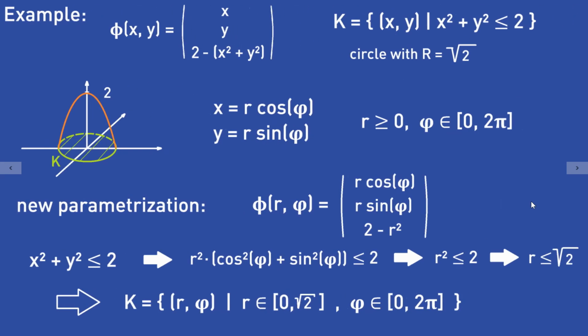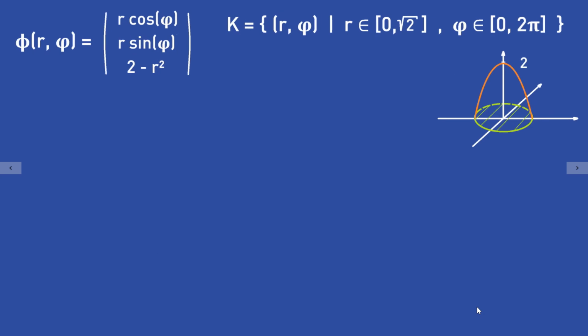So the set k becomes the following. The set k is equal to this (r, phi), so that r is between 0 and the square root of 2, and phi is between 0 and 2 pi. So this here is our new set k. So now we have this new parametrization and that new k.